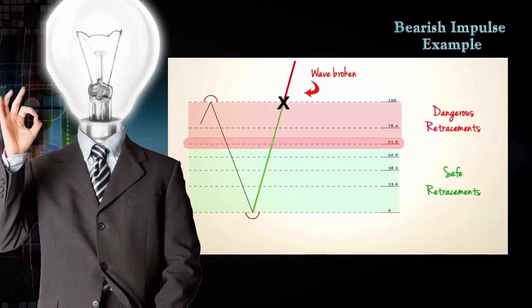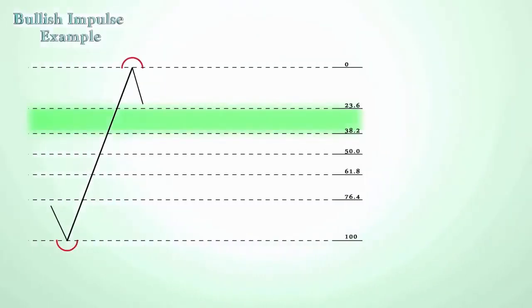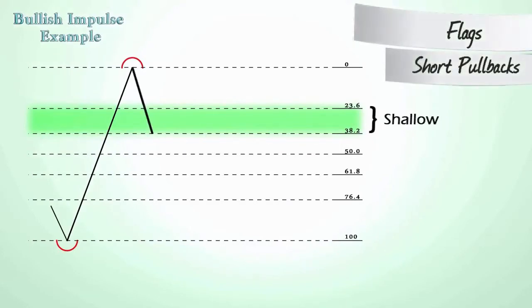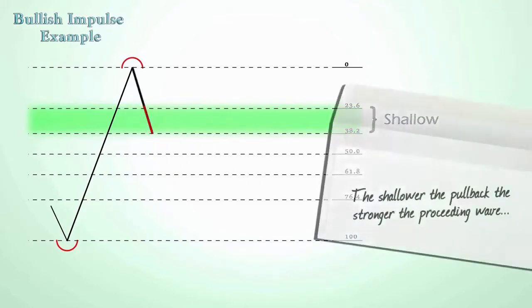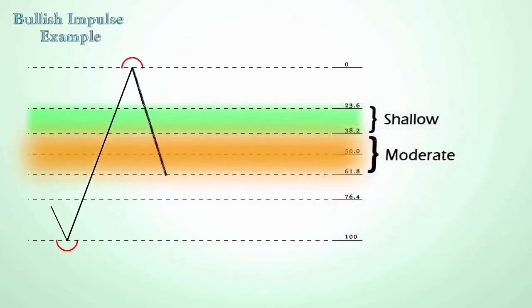Now, based on depth, we can consider the following in regards to Fibonacci retracement depth. A retracement between 23.6% and 38.2% is regarded as shallow, and such retracements would be appropriate for flags or short pullbacks. The shallower the pullback, the stronger the preceding wave, assuming a continuation occurs immediately after this. Retracements between the areas of 38.2% and 61.8% would be considered as moderate and are the most common.